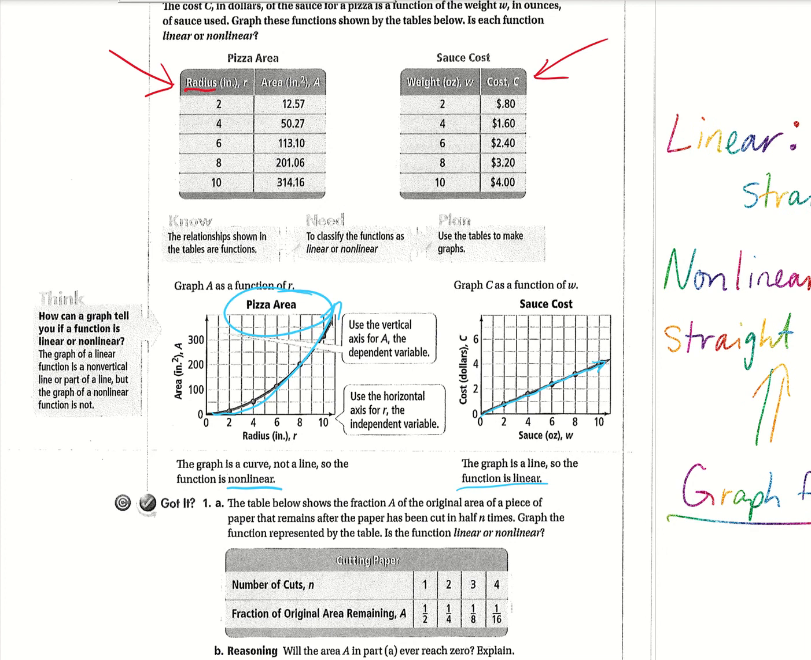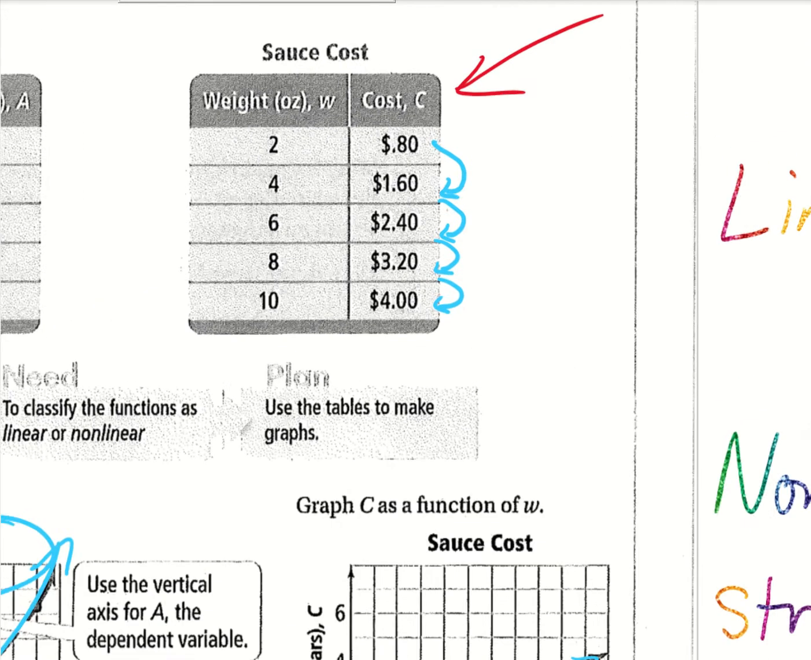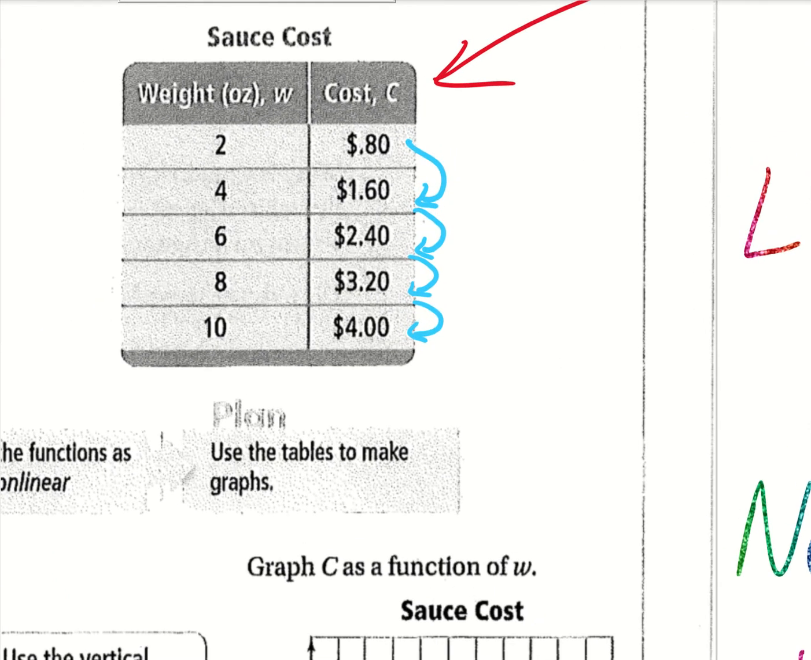Another way that we can tell if one is linear or nonlinear, and I think we may have seen this in the last lesson, but I don't remember for sure, is to look at the difference between each value. So if I look at the sauce cost here, the difference between the values of 2 and 4 is 0.8 or 80 cents on this occasion. And then 4 and 6, that's 0.8.